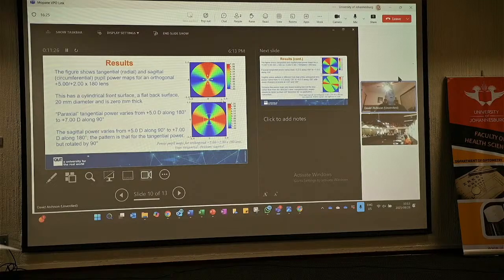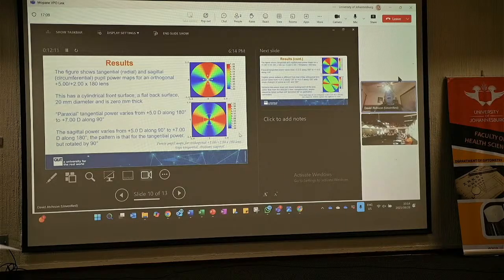And if you look at the map here, the tangential power, that's the total power, that's the sort of thing you measure with the lens meter if it's rotated around. So 5 dioptres is along 180 degrees, and then it's up to 7 dioptres along 90 degrees. If you look at the sagittal power, which is the power circumferentially, then there is 5 along 90 and 7 along 180. And I must say, until I had gone and done that, I didn't realise that it would completely happen like that: it's just 90 degrees relative to the tangential result.